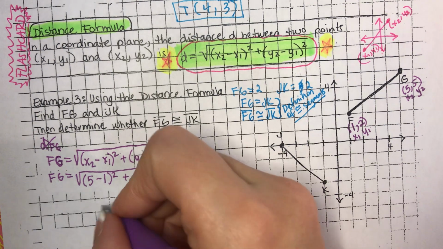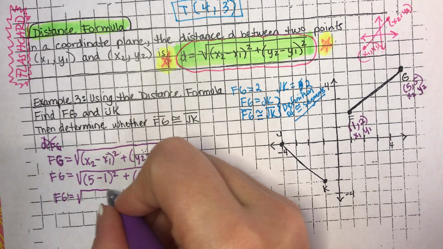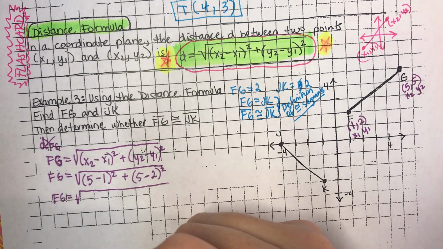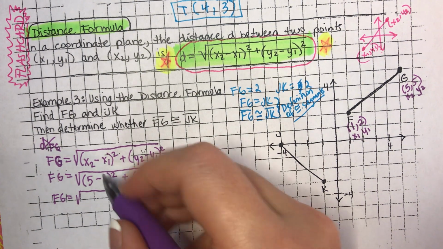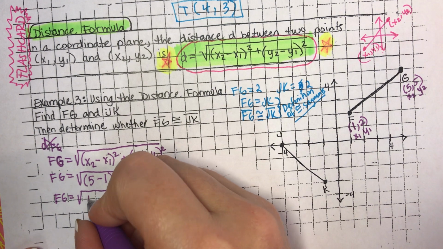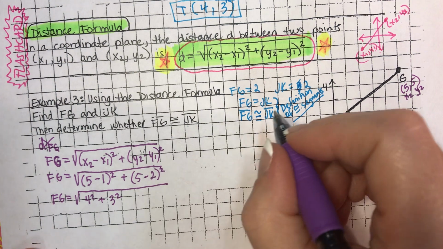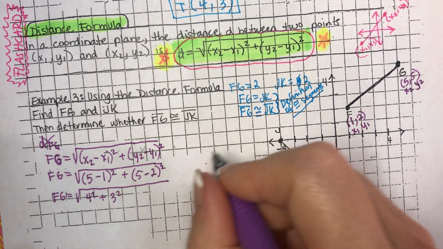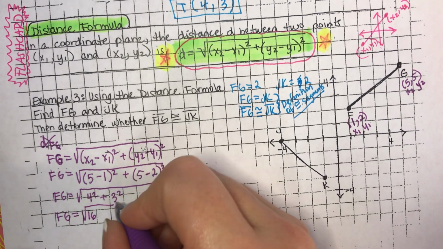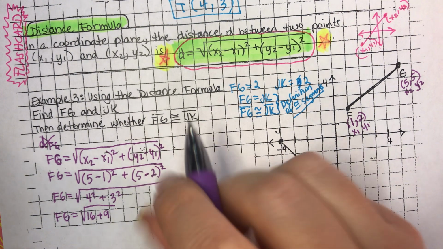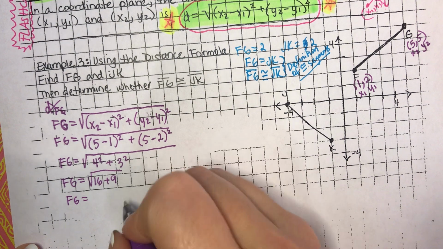All right, and then we just simplify. So, you got to remember your order of operations. You got to do the parentheses first. So we're just going to simplify those parentheses. So 5 minus 1 is 4. So it's going to be 4 squared plus 5 minus 2 is 3. So 3 squared. And I'm going to keep simplifying. Got to do the exponents. FG is equal to 4 squared is 16 plus 3 squared is 9. Okay, we're still simplifying. 16 plus 9 is 25.